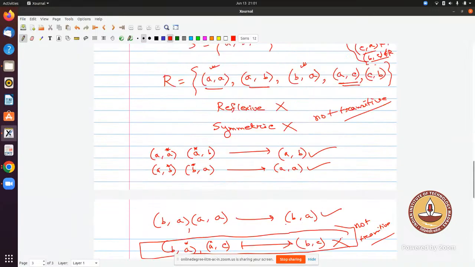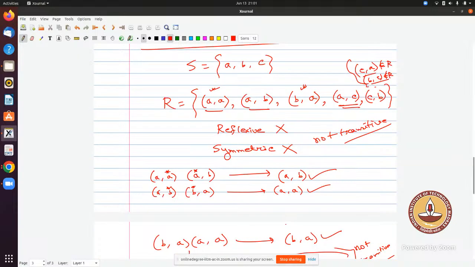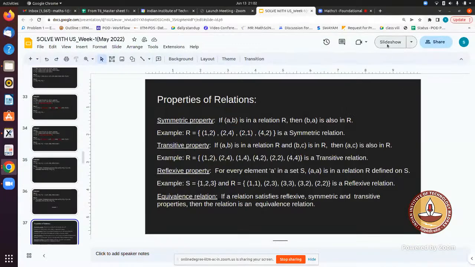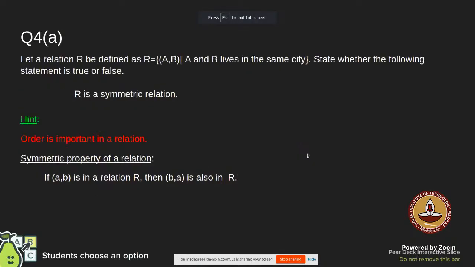So I think more or less you understood the different types of relation, right? Yes, sir. Okay, great. So let's go back to our question. I think I can skip this question. Okay, let's do this. There is a relation, right? A and B, where A and B live in the same city. Two people are related if they live in the same city.